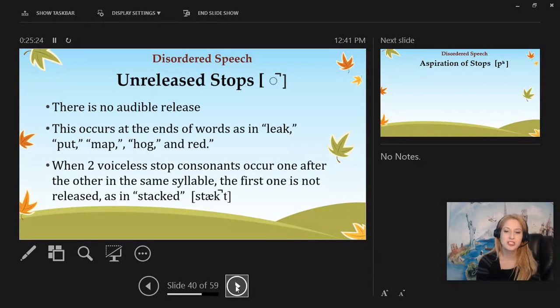When two voiceless stop consonants occur one after the other in the same syllable, the first one is not released, as in stacked. So the k sound is not released.